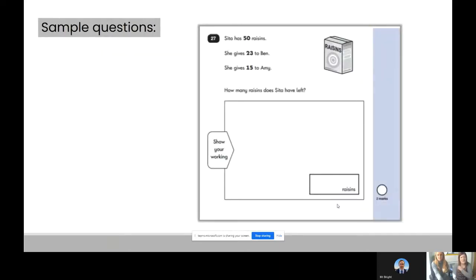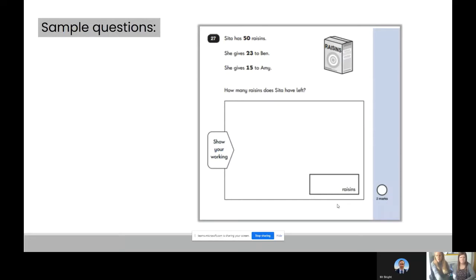And then this style question is also a little trickier. So it's a two-step word problem. And again, they've got a really big box there to show the workings out. And that is a skill that they really have to practice. So again, we're putting those sorts of questions into our lessons all the time now.